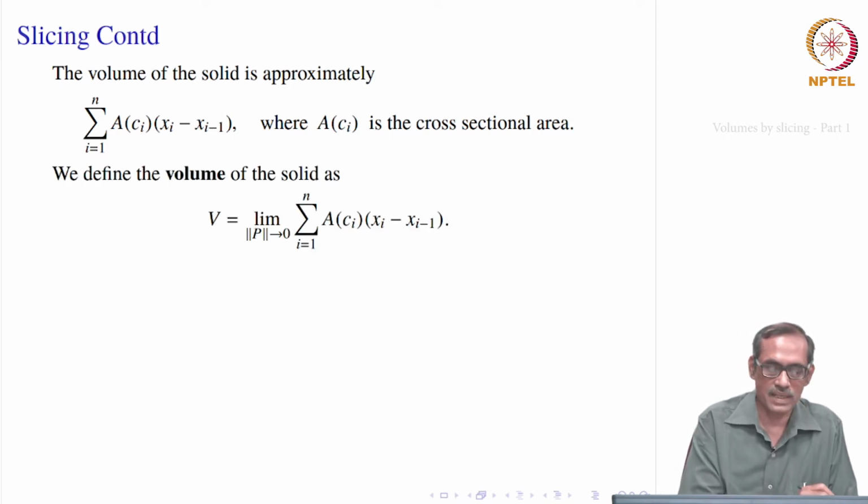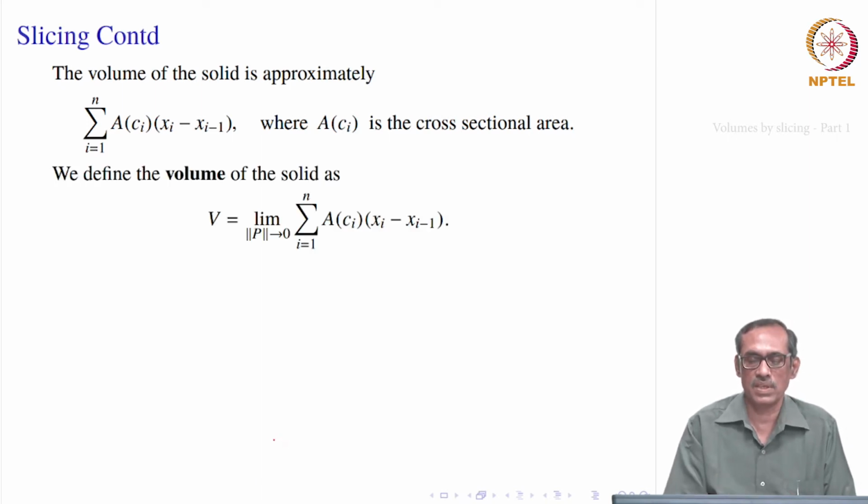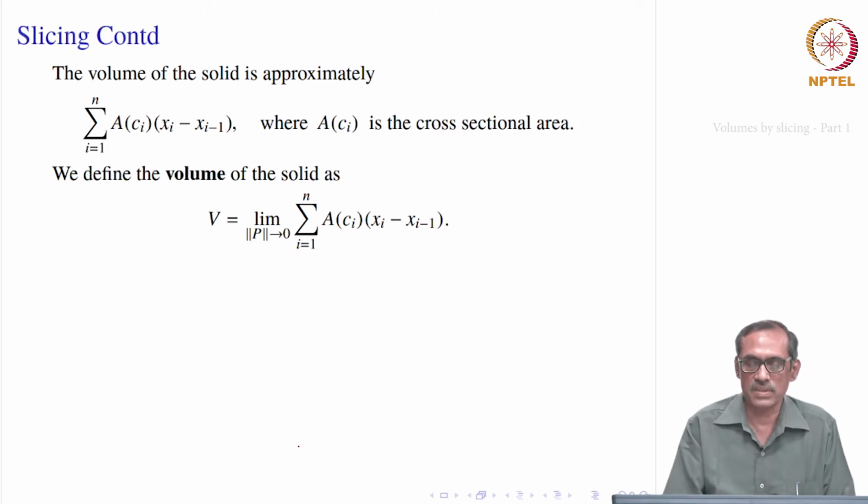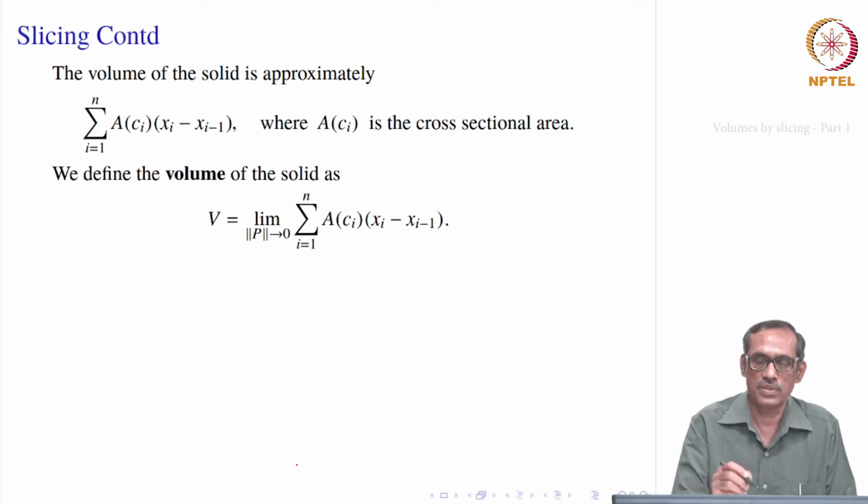Now, we will declare that this is equal to the volume of the solid when the subinterval lengths approach 0. So, that is our norm of the partition. It is the maximum of all these lengths xi minus xi-1. When that goes to 0, we should get the volume V, which is the limit as norm P goes to 0 of the Riemann sum, summation i from 1 to n of the area at Ci times xi minus xi-1.